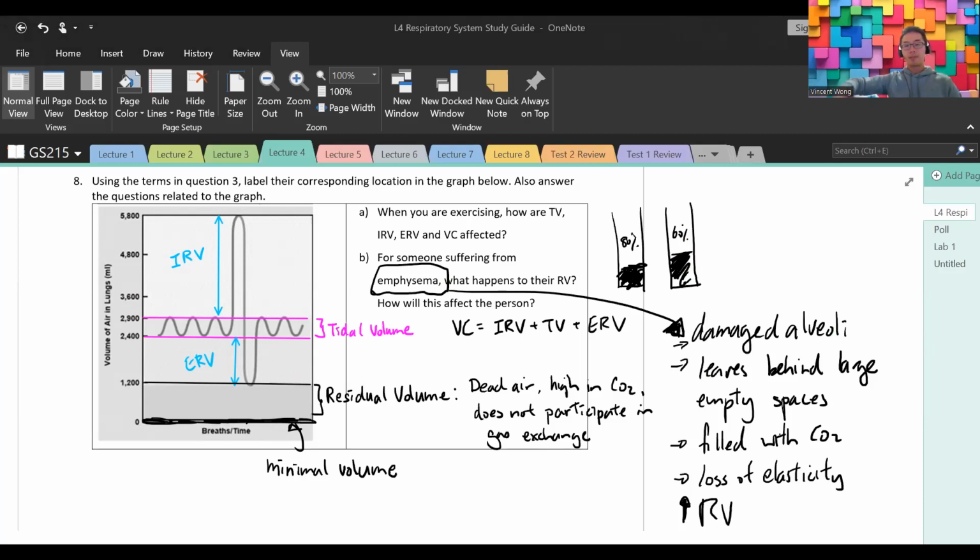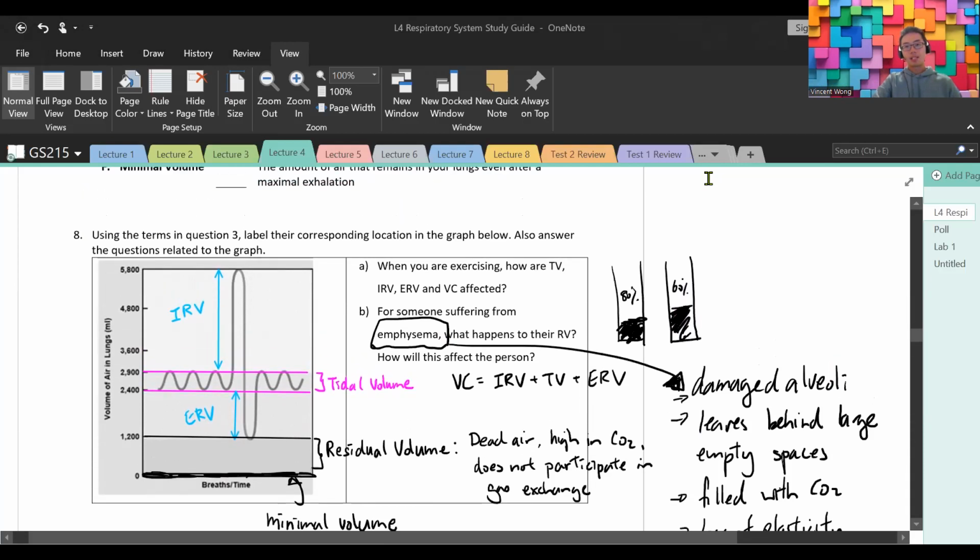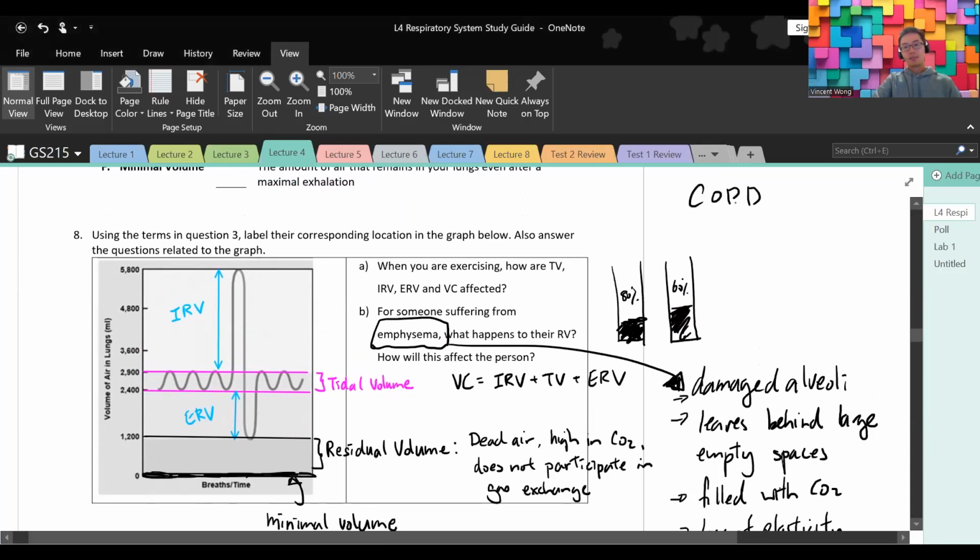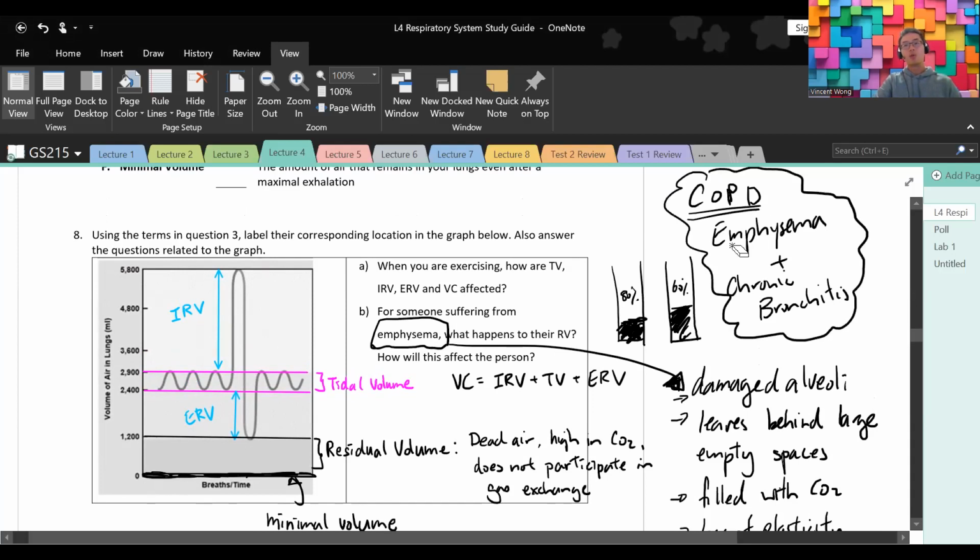Yeah, COPD, right? I wasn't going to mention that, but since you mentioned it, COPD is chronic obstructive pulmonary disease. That's basically emphysema. If someone has emphysema plus chronic, meaning ongoing, bronchitis, then they meet the definition of having COPD.